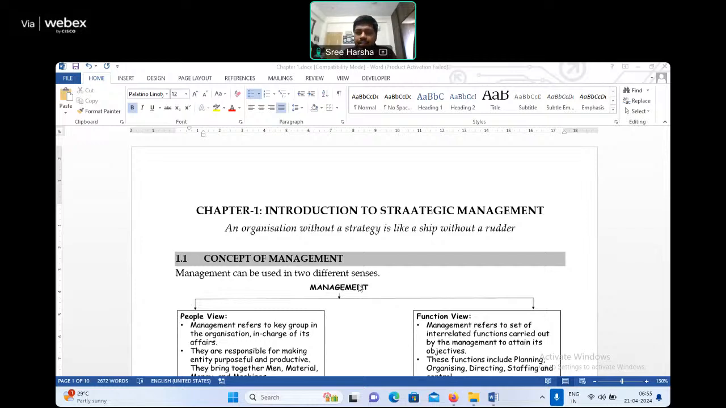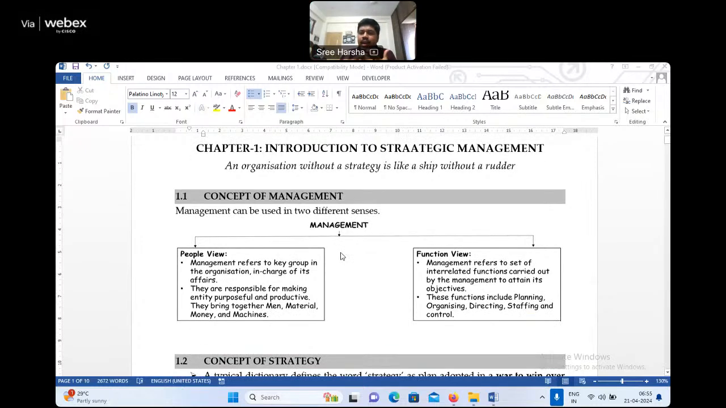Anyway, as I said, there are 5 chapters. Let us straightaway jump into chapter 1 of strategic management, introduction. As I said, there is no connectivity between the chapters, so we will start off with chapter number 1, and then slowly move on to the other chapters as well. Chapter 1 covers mainly definitions. Chapter 1 is all about definitions.